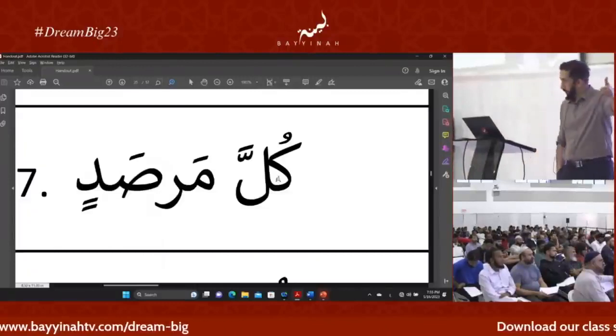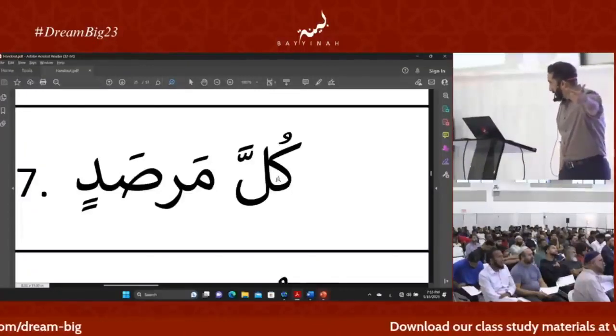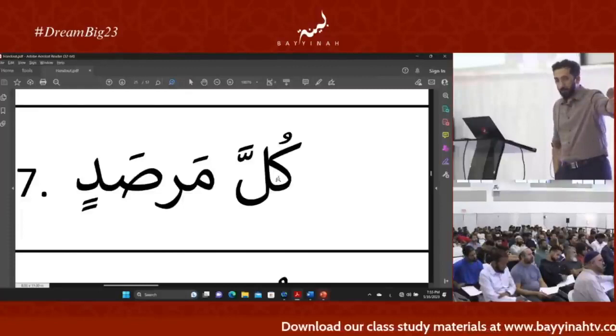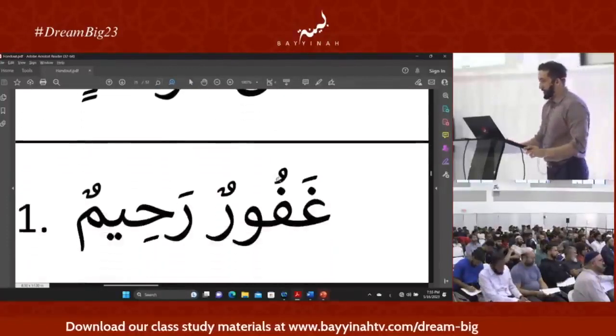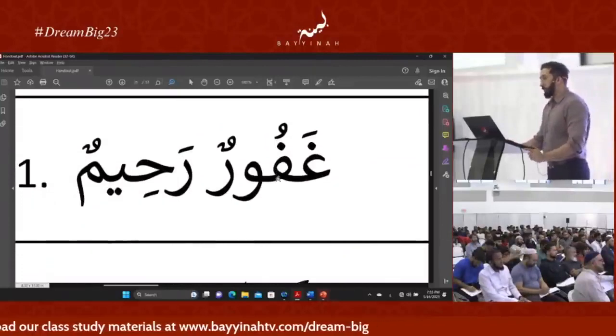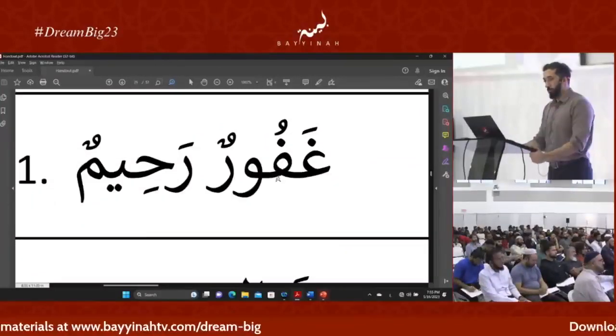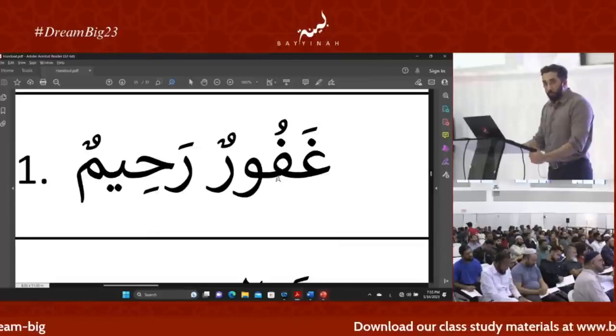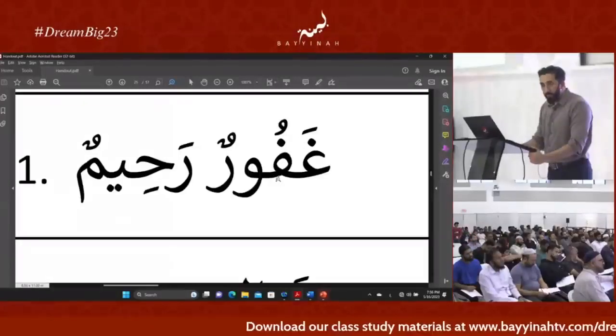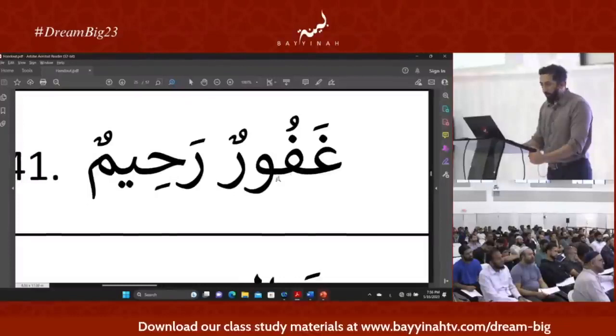Kulla, light, no al. Marsadin, pretty juicy. I like it. This is a mudhaf and a mudhaf ilayh. Very nice. This is in the Quran. Don't get this wrong. Ghafurun Rahimun. But it's in the Quran. It can be in the Quran and not be a what? It can be in the Quran and not be a mudhaf ilayh.